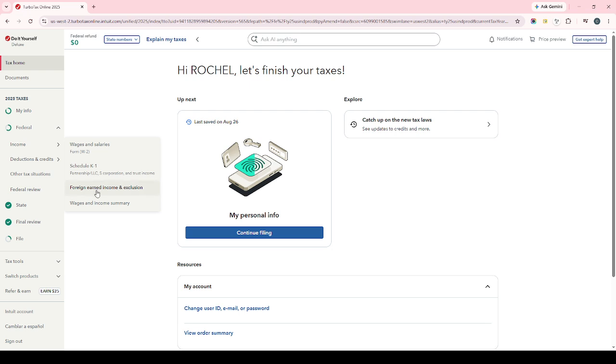Once you're in the Investments section, enter the sale price, which is also called proceeds, along with the purchase cost, which is called cost basis. The proceeds are the amount you received when the investment was sold. The cost basis is generally what you originally paid for that investment. Entering these two numbers accurately is important because they are the foundation for calculating whether you had a gain or a loss on the sale.